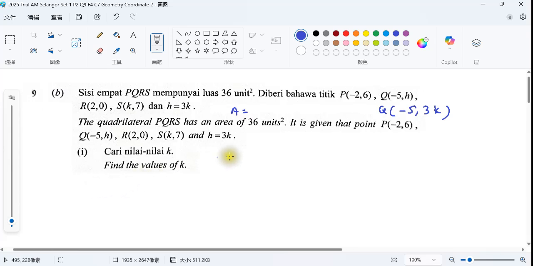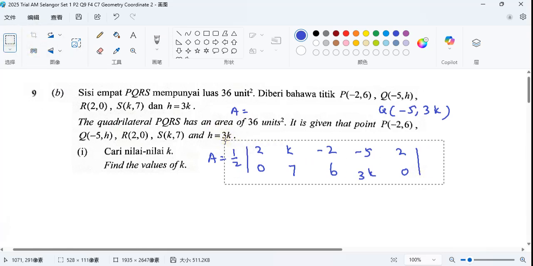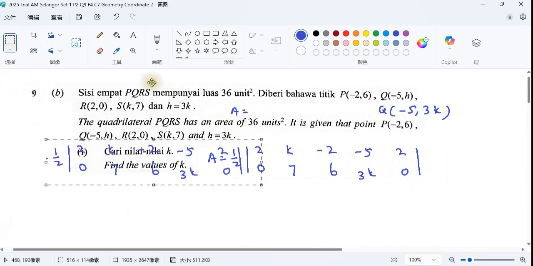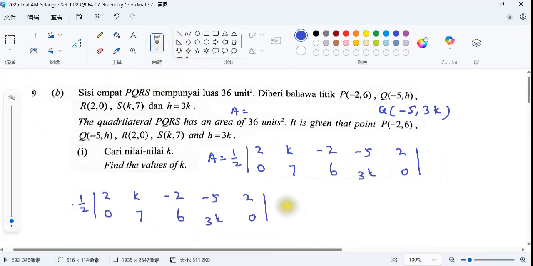The area is 1 over 2. We start with any of these 4 points. I will choose 2, 0 because it is easier. So 2, 0, then K is 7, negative 2, 6, and then negative 5, 3K, and then go back to 2, 0. This is the area of the quadrilateral, and it equals 36.